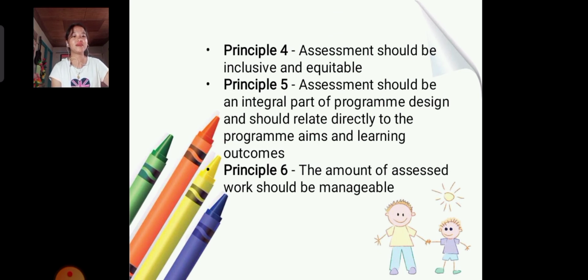Principle number 4, assessment should be inclusive and equitable, to ensure that tasks and procedures do not disadvantage any group or individual. Principle number 5, assessment should be an integral part of program design and should relate directly to the program aims and learning outcomes, to ensure that students have the opportunity to develop a range of generic skills and capabilities.